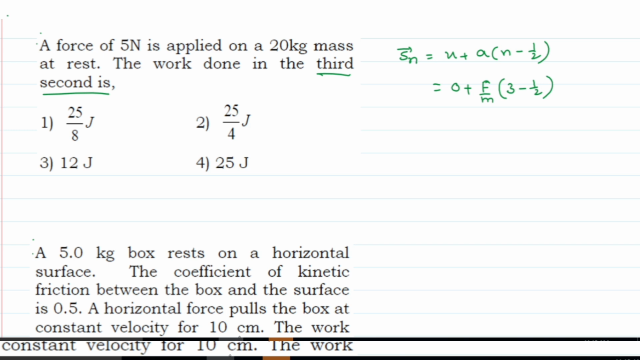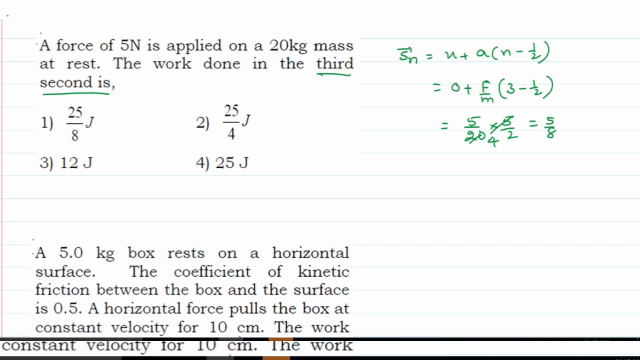The force value is given as 5 newtons and the mass is 20 kg. So 2 threes are 6, minus 1 is 5 by 2. Taking 5 by 4 and then by 2, we get 5 by 8. So this is the displacement covered by the body in the third second.